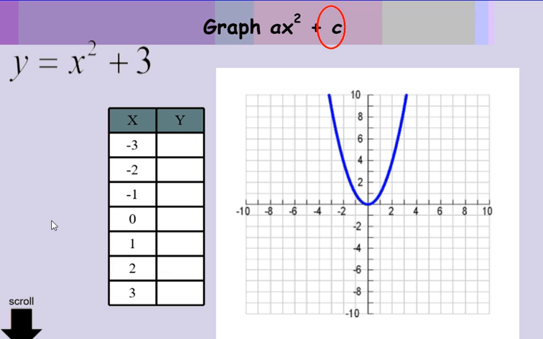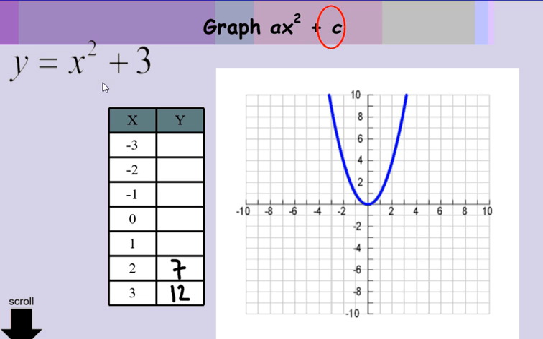Now we're going to see what C's role is. So we're going to make tables and then make a generalization. So what role does C do if A affects the steepness? Well, let's make a table. Put 3 in to start. 3 squared is 9. 9 plus 3 is 12. 2 in there. 2 squared is 4. 4 plus 3 is 7.